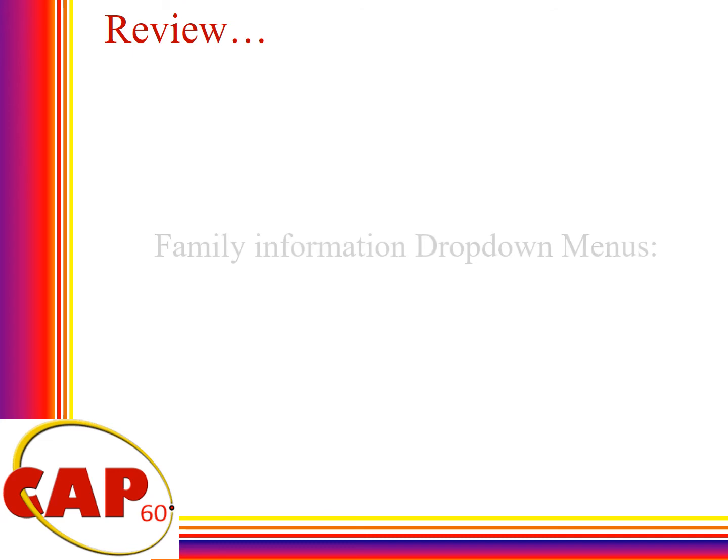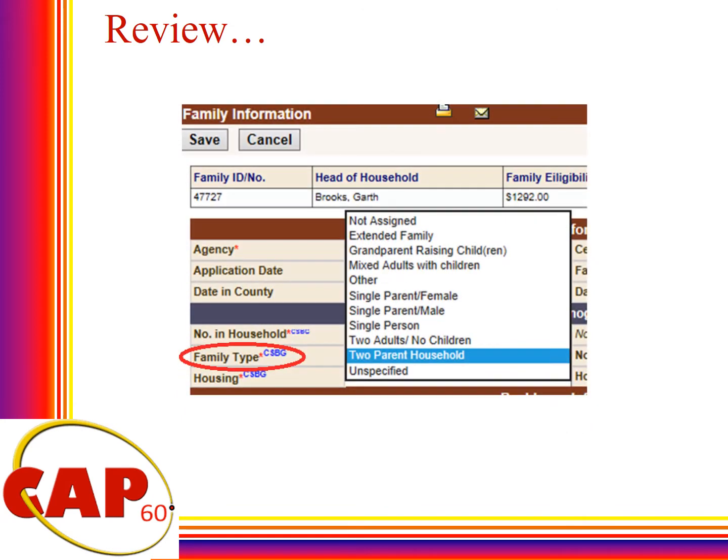Now let's look at some of the drop-down menus. The family type menu, located in the family information screen, includes the following options: not assigned, extended family, grandparent raising children, mixed adults with children, other, single parent female, single parent male, single person, 2 adults, no children, 2-parent household, and unspecified. Remember not to confuse single parent and single person households. Be sure that the option you select is specific to your client's situation. Most of our clients will fit into one of these categories.